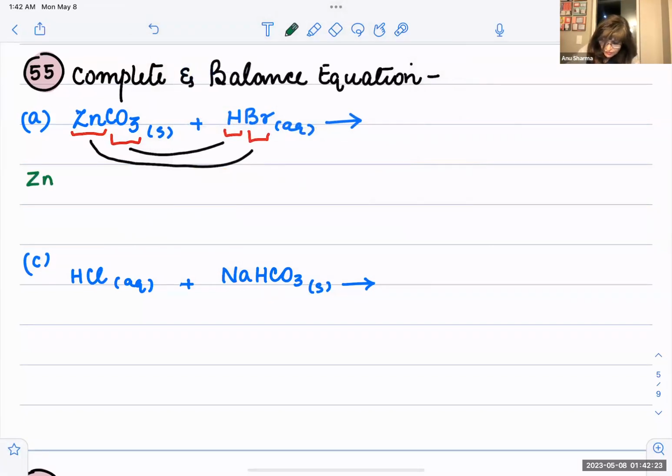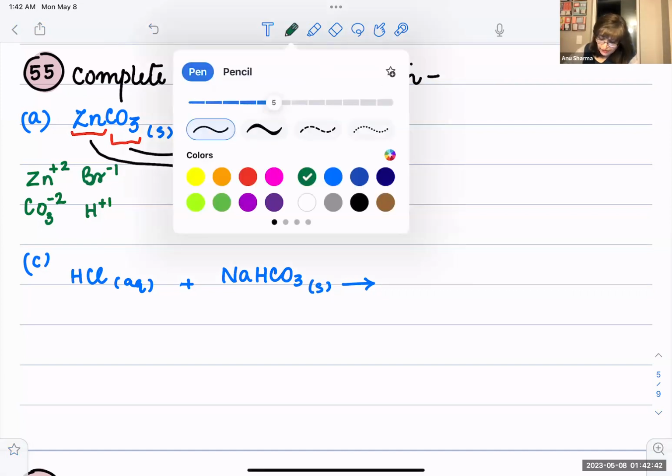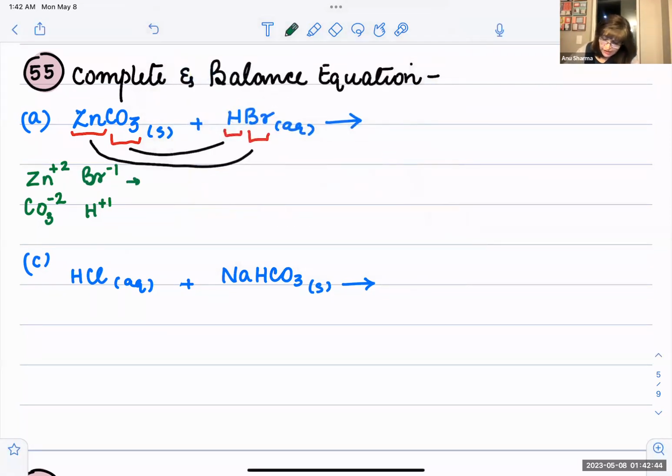So the signs: zinc is +2 and carbonate is -2. So that's why the +2 and -2 cancel out. Hydrogen is +1, and bromide is -1. So when they crisscross, this is going to give you ZnBr2, and the other one is going to give you H2CO3.